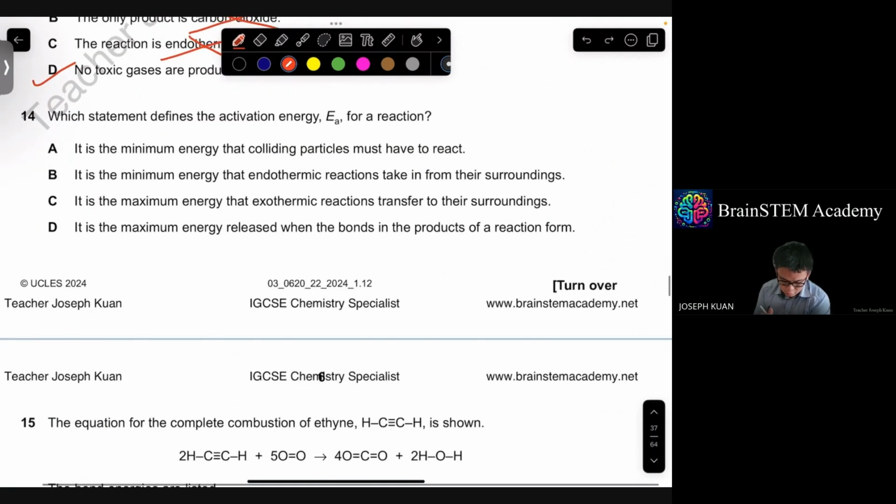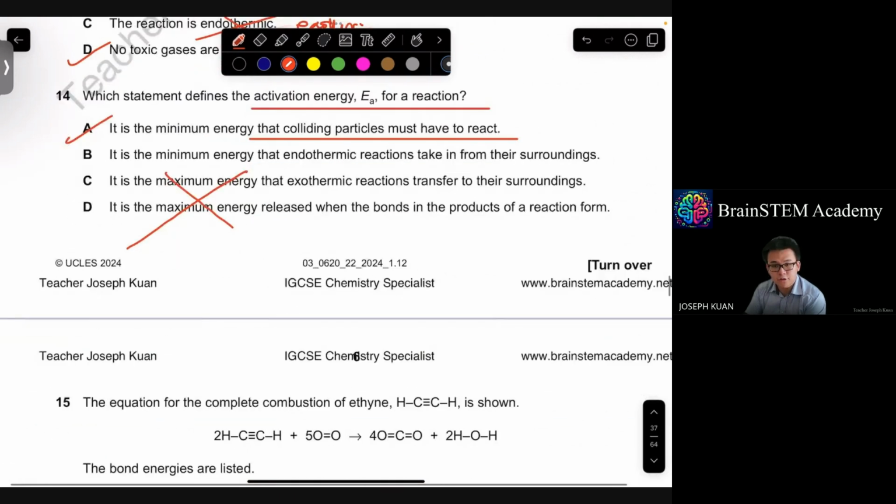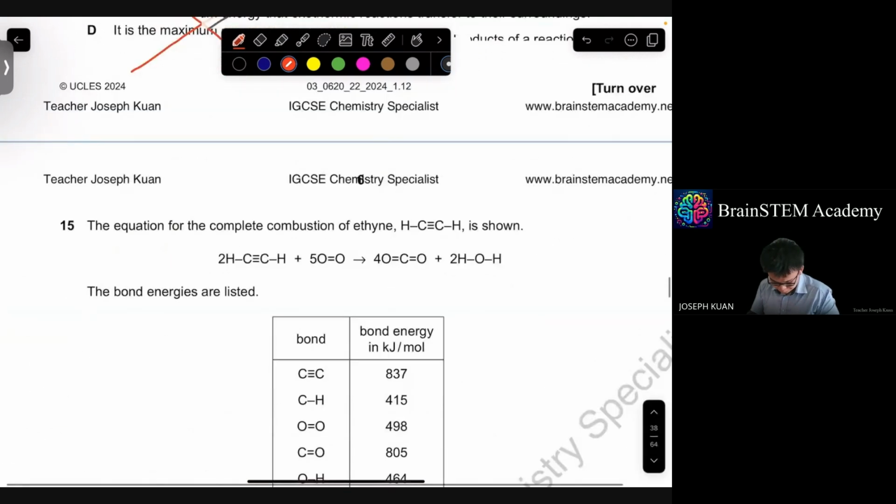Next, which statement defines the activation energy for a reaction? So activation energy is the minimum energy, not maximum energy, that colliding particles must have to react, regardless of it being an exothermic or endothermic reaction.